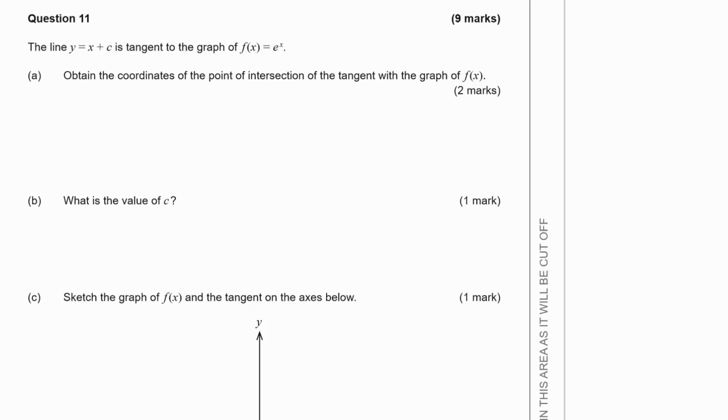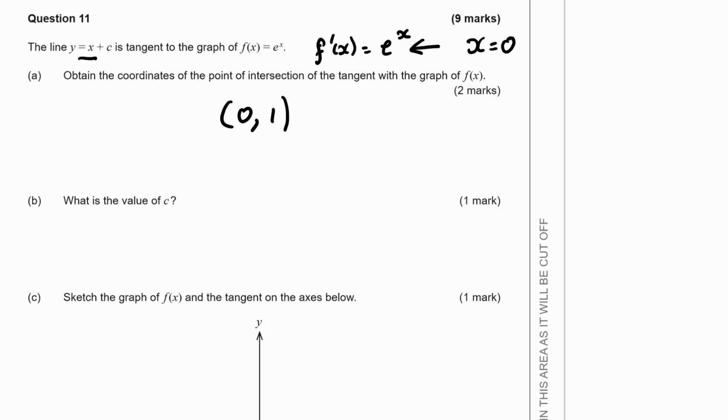The line y equals x plus c is the tangent to the graph of f of x is e to the x. We know that f dashed x is also e to the x here. We want to obtain the coordinates of the point of intersection of the tangent with the graph of f of x. Now there's only one place that this can be 1, which is the gradient we have here. And that's when x is equal to 0. So in other words, it's when x is 0 and e to the 0 is 1. So it'll be at 0, 1.